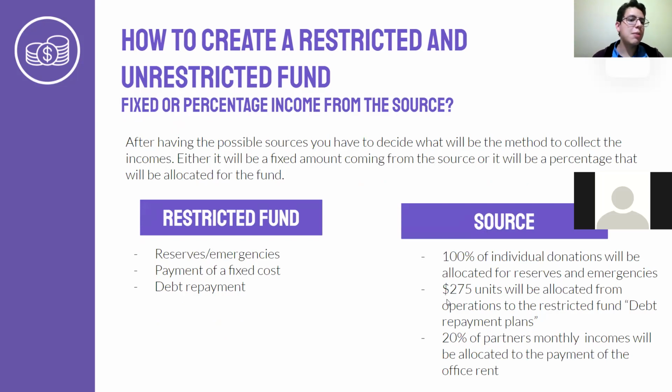Or you can define specific amounts. For example, 275 units, could be dollars or your currency, will be allocated from operations to the restricted fund, debt and repayment plans. So basically you take this amount, no matter the performance or your incomes, you will allocate this amount to this fund. Another one could be 20% of partners' monthly incomes will be allocated to the payment for the office rent, these kinds of things and ideas.